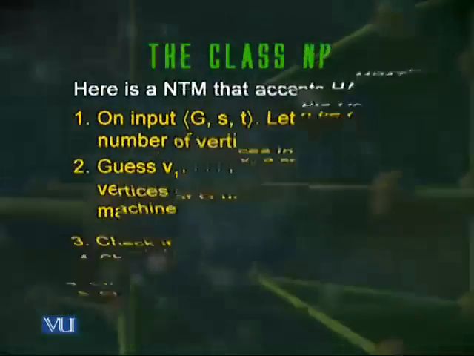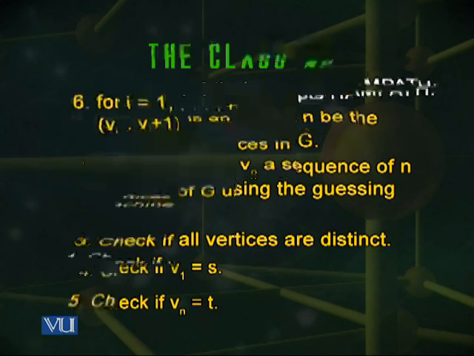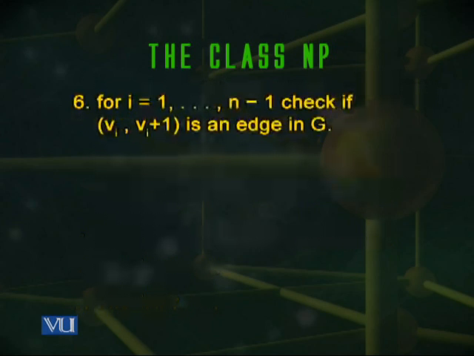Without loss of generality, we can assume that the vertices in the graph are actually labeled by numbers from 1 to n. So it guesses n vertices. Then it has these n vertices. First, it checks whether all these vertices are distinct. Then it checks if v1 happens to be the source vertex. Then it checks if vn is the terminal vertex. And finally, it checks if vi and vi plus 1 is an edge in the graph for each i going from 1 to n minus 1.